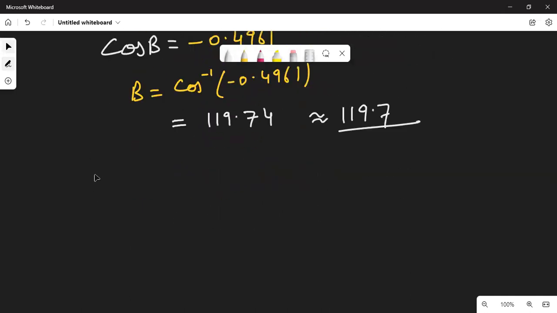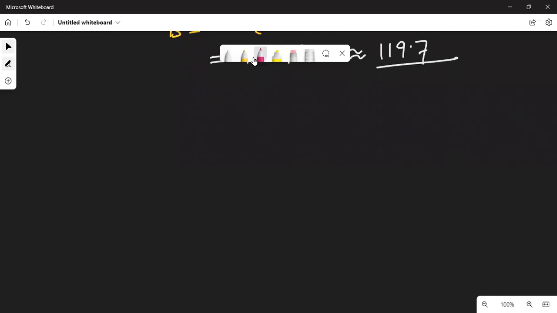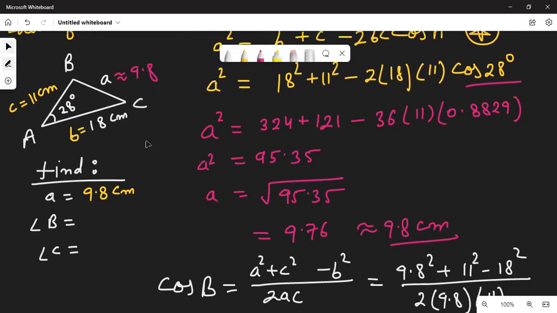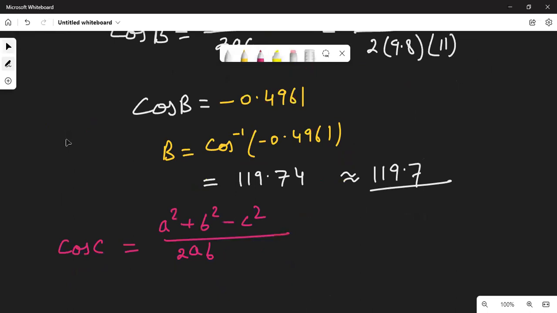Again, we will use the formula to find angle C. And the formula would look like cos C is equal to a squared plus b squared minus c squared, look, this is capital C, so minus c squared, and divided by 2ab, right? And simply put the value of a, b, and c from here. So a is 9.8, b is 18, c is 11.